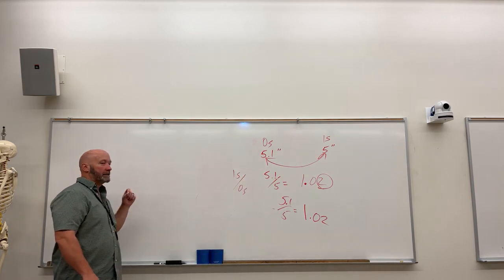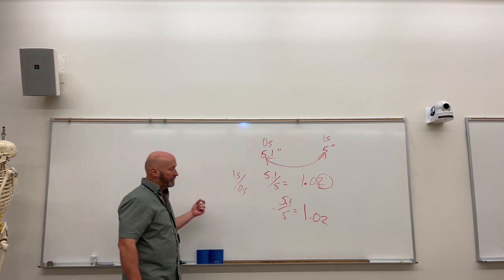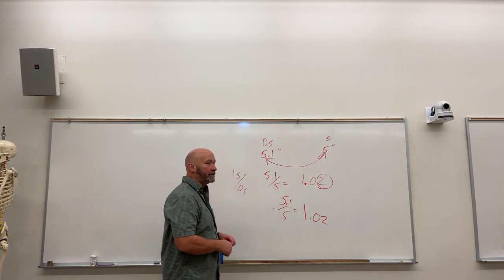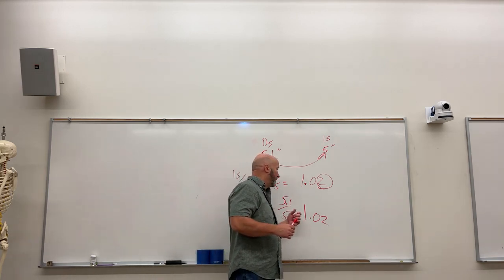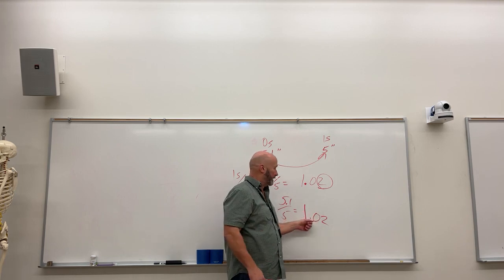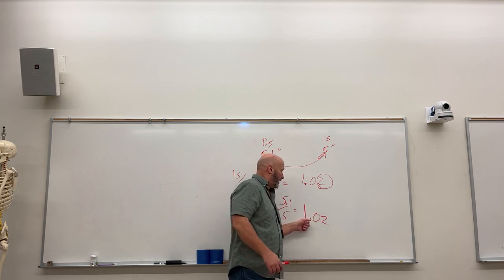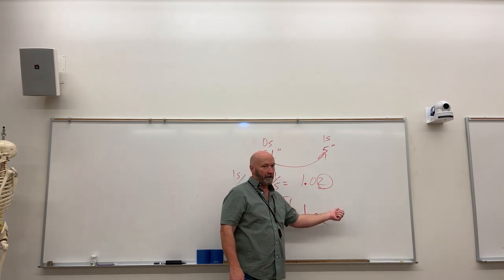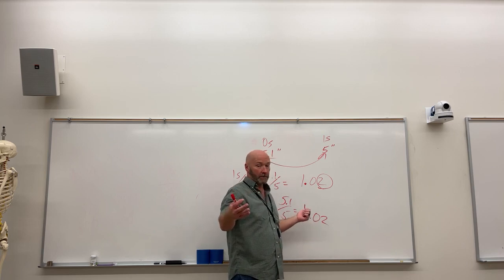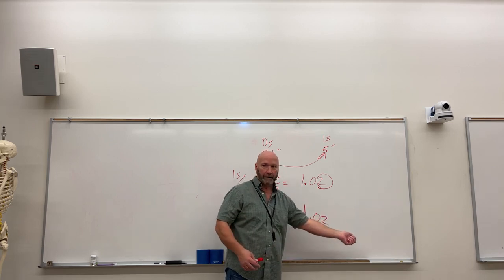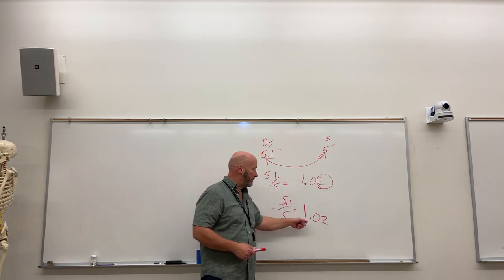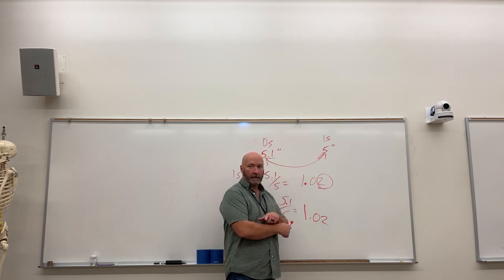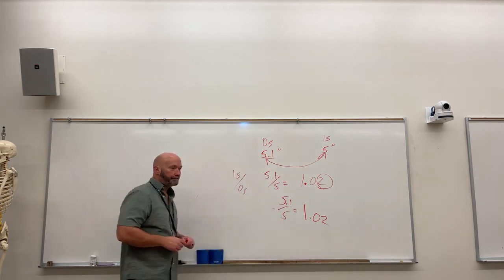Object size is always going to be smaller than image size. Magnification factor is always going to be greater than 1. 1 is 100%. Your image size is always going to be at least 100% of your object size. Really, it's always going to be greater than that. So it's going to be 1.0 something, always. If you work it out and you come up with something less than 1, you messed up. Always greater than 1. Okay, any questions?